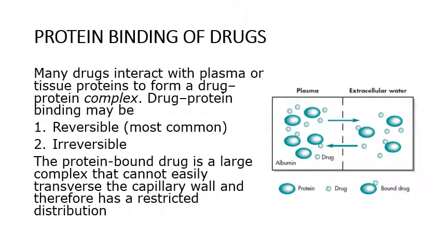Protein binding has a significant effect on the volume of distribution of a drug. Many drugs interact with either plasma proteins or tissue proteins to form a drug-protein complex. The interaction of drugs with the proteins could be either reversible, where the interaction is temporary and the drug can be free again, or even sometimes it could be irreversible, which means that there's covalent binding between the drug and the protein, and there is no chance for that drug to be free again.